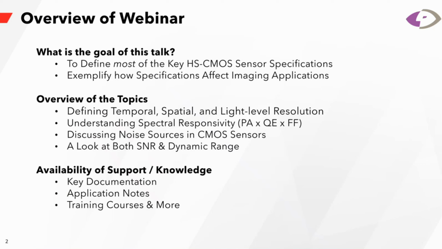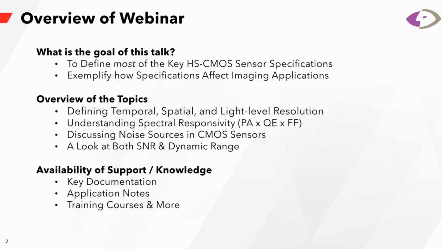So to do that, the topics we're going to cover include defining what is temporal resolution, spatial and light level, understanding the spectral responsivity curve, which is essentially a combination of your pixel area, quantum efficiency, and your fill factor, discussing the sources of noise in high-speed CMOS sensors, primarily the two dominant sources, a look at both signal-to-noise ratio and dynamic range, and then we'll finish by talking about some support and knowledge bases we have, including key documentation, application notes written by our team, and also training courses and more.